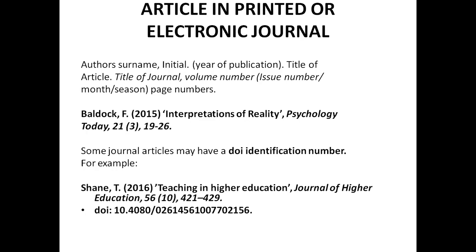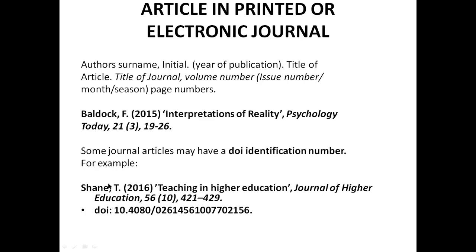For articles in printed or electronic journals, these are research publications, you will indicate the surname of the individual, the initial, the year of publication, the title of that publication, and the name of the journal. In this case, it's Psychology Today. That's the name of the journal, and it must be in italics. And then that 21 there is the volume. This is the issue, when during the year it was published. It's the issue in brackets. And then you have the page numbers.